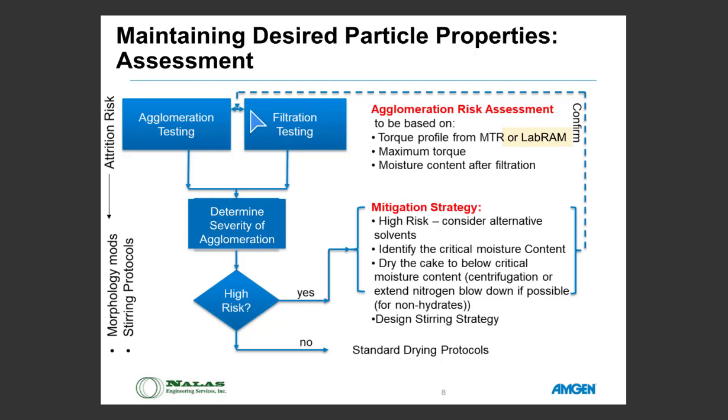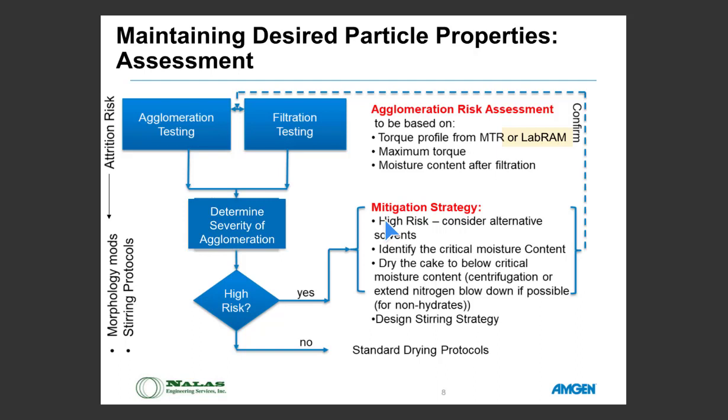So oftentimes what we'll do here is at the beginning we will do filtration testing and agglomeration testing to then determine the severity of the agglomeration. And depending on if there's a risk, ideally it would be free-flowing powder, and we'd go right into our standard drying protocol. But if you do find that you're getting a large degree of agglomeration with a high friability, you'd like to look at either, if an alternative solvent is an option, possibly switching to a solvent where agglomeration is not so prevalent.